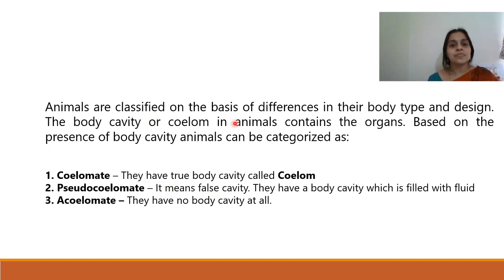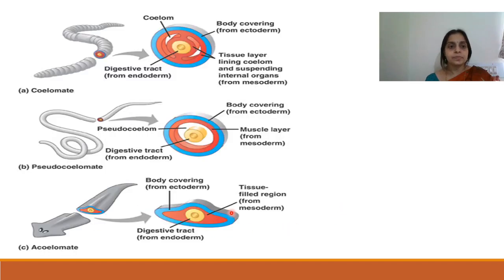So animals are classified on the basis of differences in body design and type. The body cavity or coelom in animals contains the organs. Based on the presence of a body cavity, animals are classified into three types. Coelomates, in the sense that they have a true body cavity or coelom. Pseudocoelomates have a false cavity, which means the body cavity is there, but it is filled with fluid. Acoelomates do not have a body cavity.